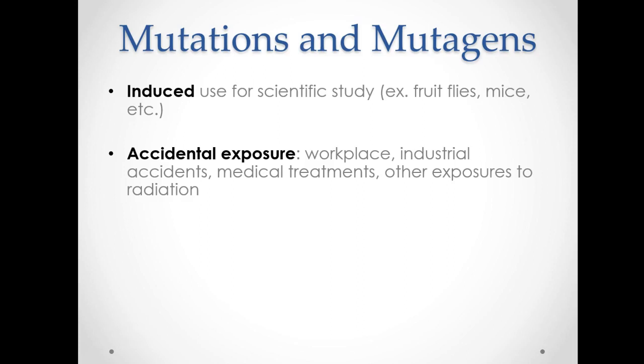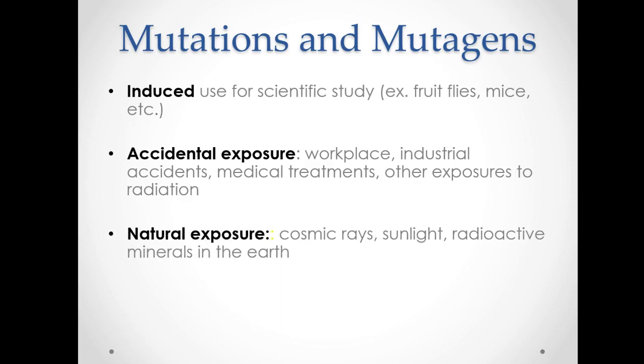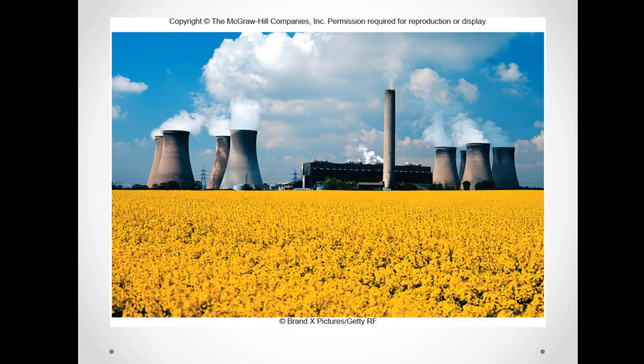Accidental exposure is someplace you could be exposed. So in a workplace, in industrial accidents, again, medical treatments. So your MRIs and your CAT scans and your X-rays, all of those types of things. Any type of exposure to radiation, essentially. And then, as I mentioned, natural exposure. So sunlight, cosmic rays, minerals in the earth. There's something called radon that's a gas that basically comes from the ground. It seeps from the ground naturally, and radon is a mutagen. It's a known mutagen. It can cause lung cancer. So again, a whole host of places you potentially could be exposed to radiation.